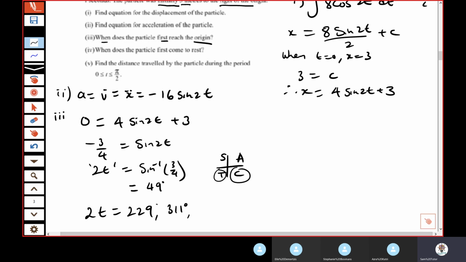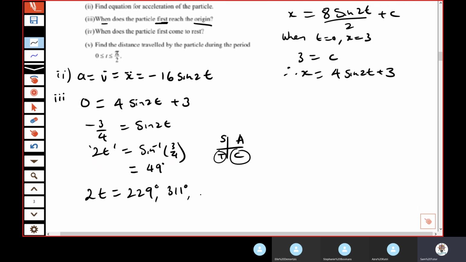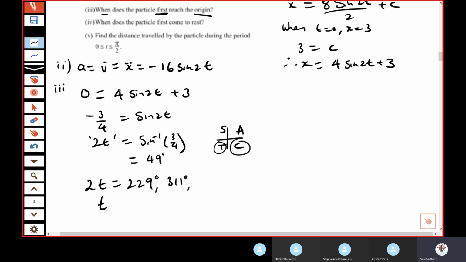So I'm not going to do the other ones that I was showing you, I think last week, Steph. We said we've got to add 360s. We're not going to do that now because I only need the first time it happens. But if it was a different question, like what we were doing last week, you'd probably have to add 360s. So if I just want the first time, I'm just going to divide by 2. 229 divided by 2 gives me about 114.5 degrees. I can't do that. You've got to times it by pi on 180.